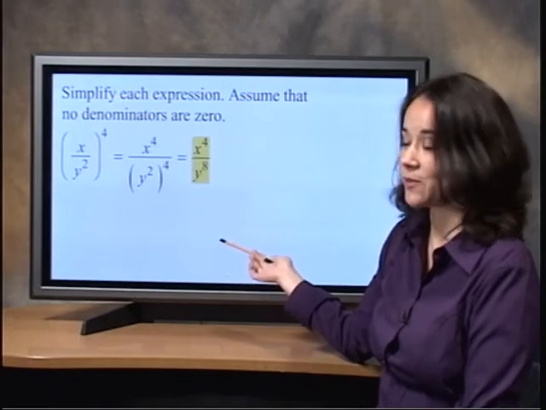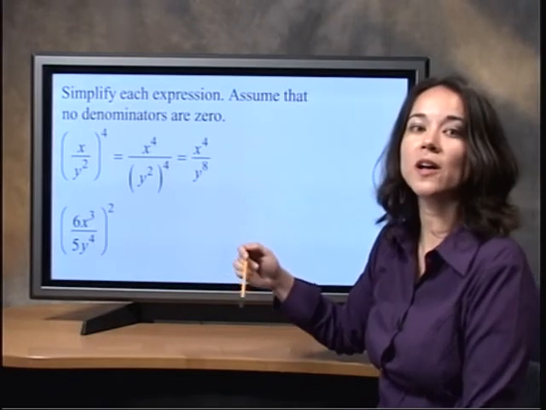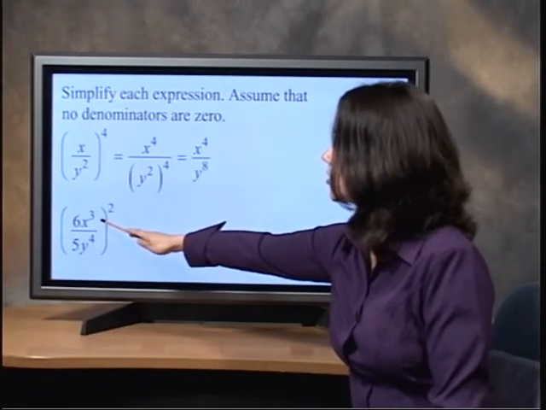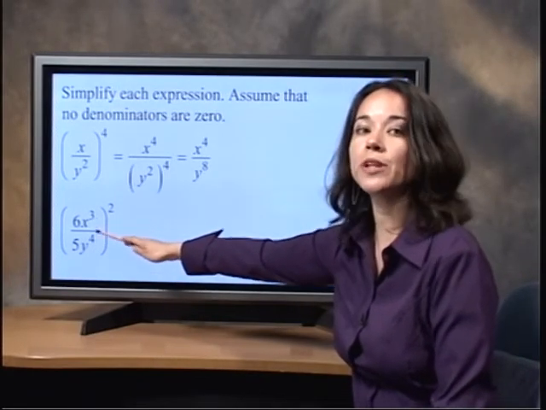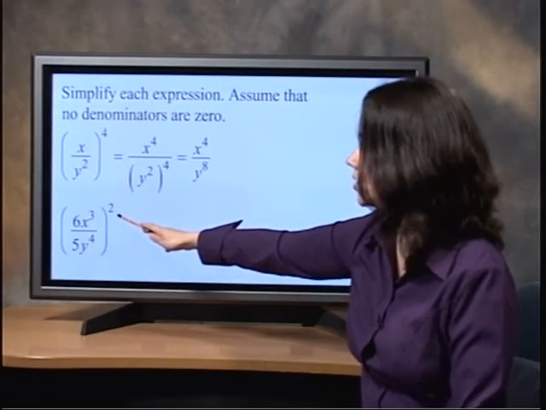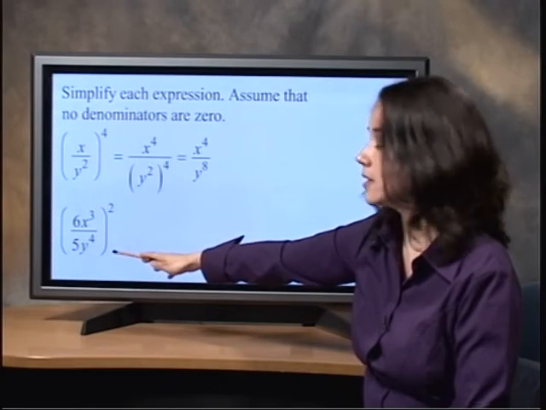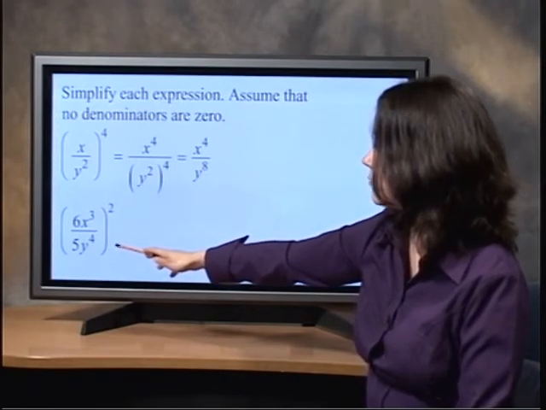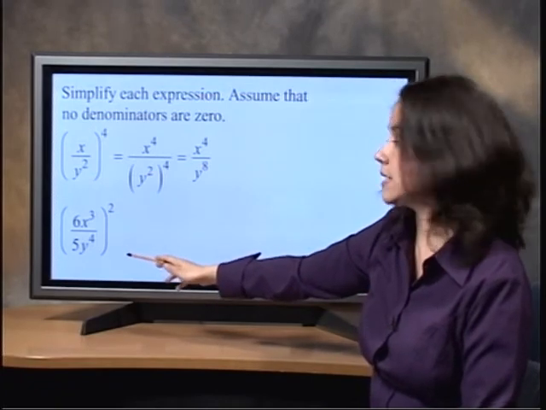I've got one more example for you. This one involves both multiplication and division. You can see we have a fraction here, and in both the numerator and the denominator there are 2 terms. So we're going to have to distribute the 2 to 4 different places. So the problem is 6x to the third divided by 5y to the fourth, that quantity raised to the second power.